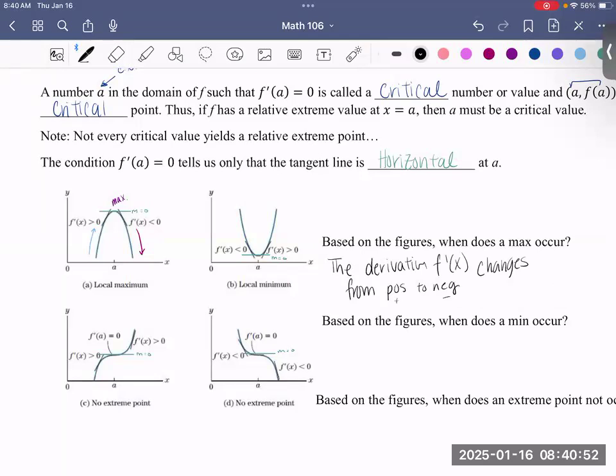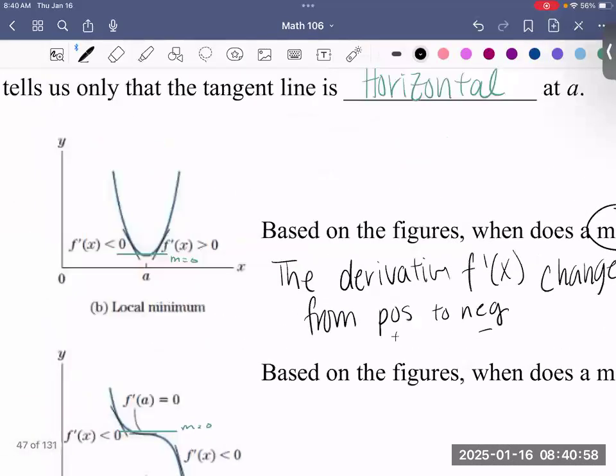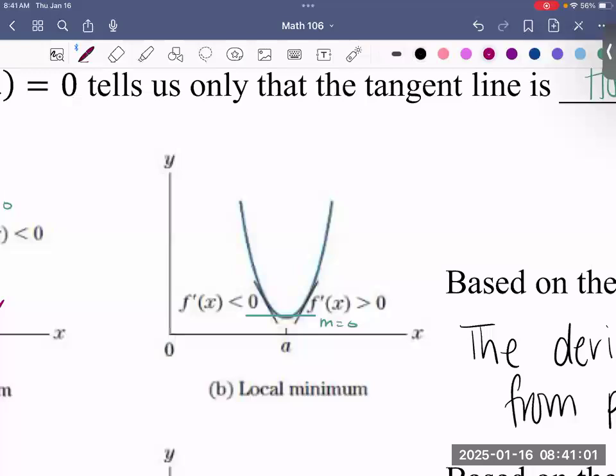This will yield a max. Now, based on your figure, how does the minimum occur? Well, it's the other extreme. So you go from a decreasing function and then you turn it around. Then you go to increasing.